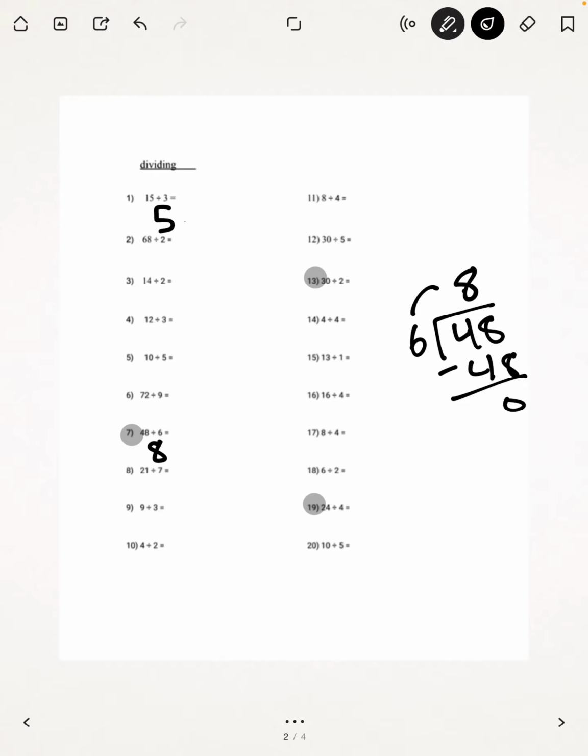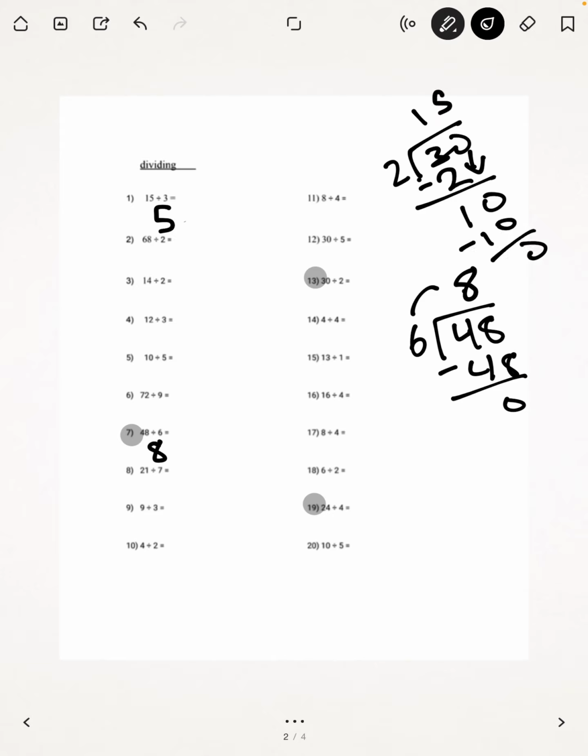Okay, 30 divided by 2. Okay, it's 2 divided by 30. Okay, 2 could go into 3 one time. You multiply those two numbers, goes 2, subtract it. Then it goes 3 minus 2, which is 1. You bring down the second number, which is 10. 2 goes into 10 5 times. Multiply it, subtract it, you get 0. 2 times 15 is 30. So this one would be 15.